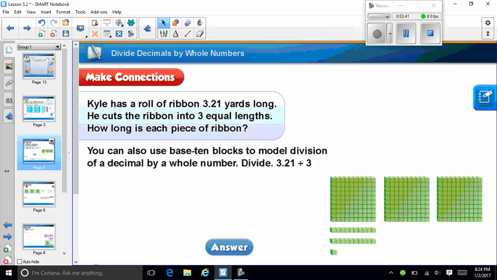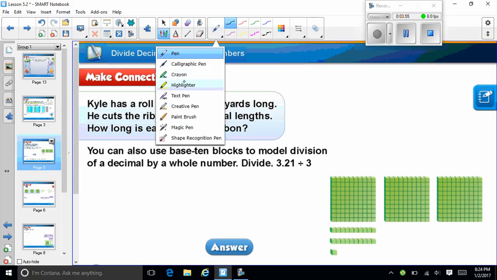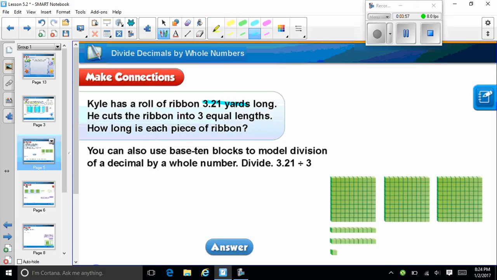Let's take a look at another example. Kyle has a roll of ribbon 3 21/100 yards long. He cuts the ribbon into 3 equal lengths. How long is each piece of ribbon? And so when I'm looking for my key information, I see here is my total number, and I want to make it into 3 equal lengths. The equal tells me I'm going to be dividing. And so my equation will look like this. I can use base 10 blocks to help solve that or to demonstrate that.